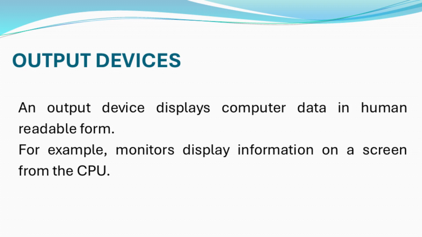Output devices. An output device displays computer data in human-readable form. For example, monitors display information on a screen from the CPU.